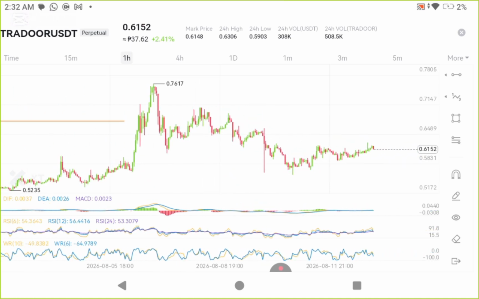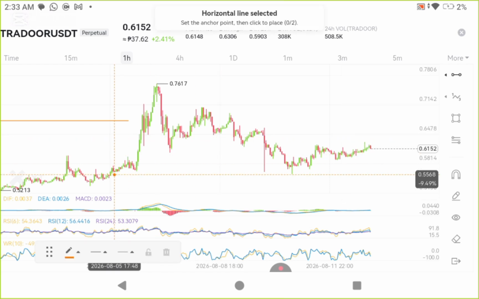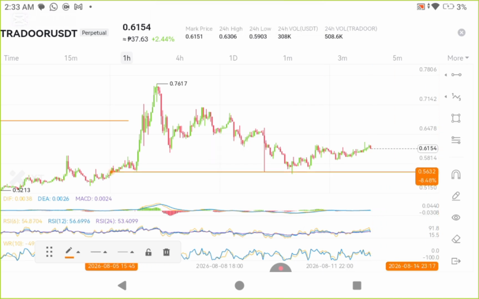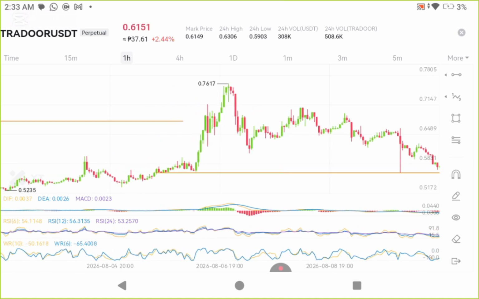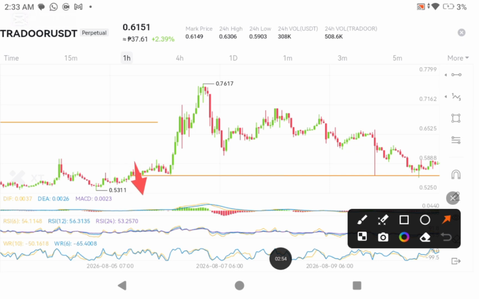So as you can see, I'm just trying to refine the zone. Now, as you can see, we saw a series of equal lows around here. If you see, this was the first touch point. You understand? And this was the second touch point. This is called equal low liquidity.